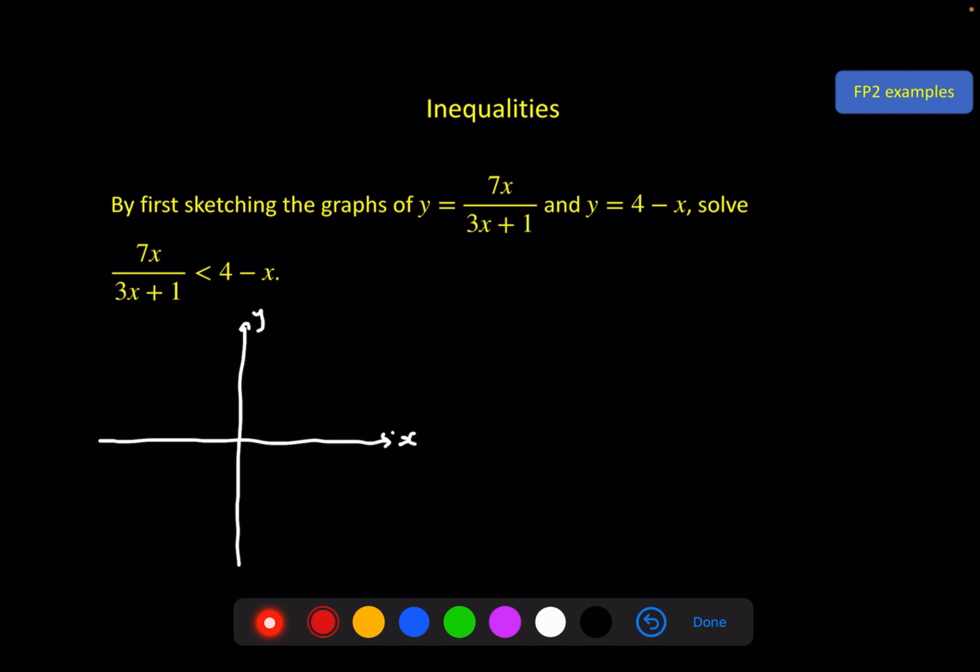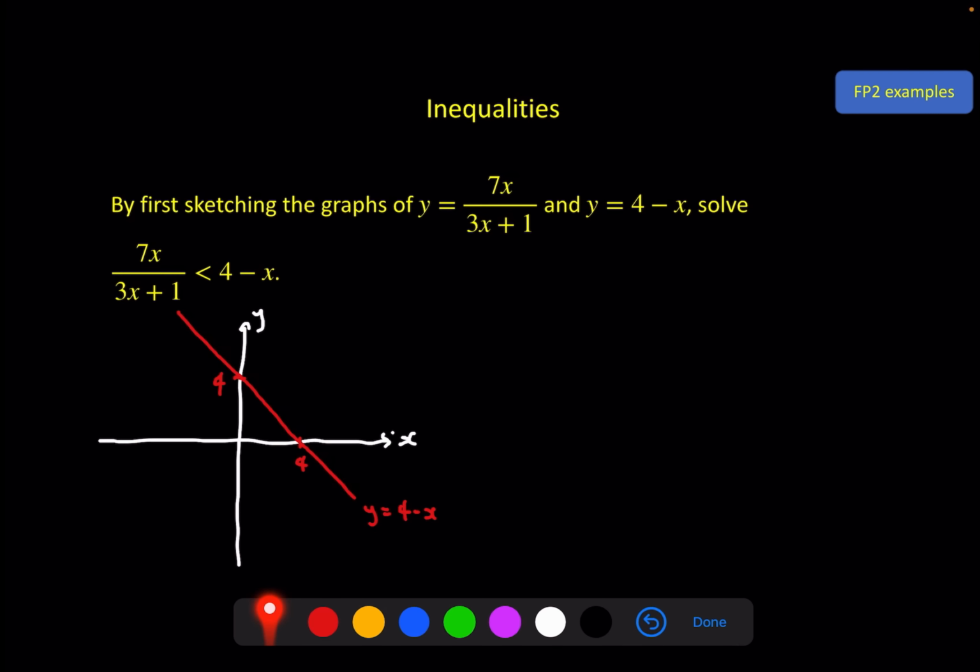And the easy one, y equals 4 minus x, just looks like this. So this is a 4, and this is a 4. The harder one, depending on your graph sketching skills, I think this is harder, is this one here. But there are certain things we can do to make this a little bit easier.